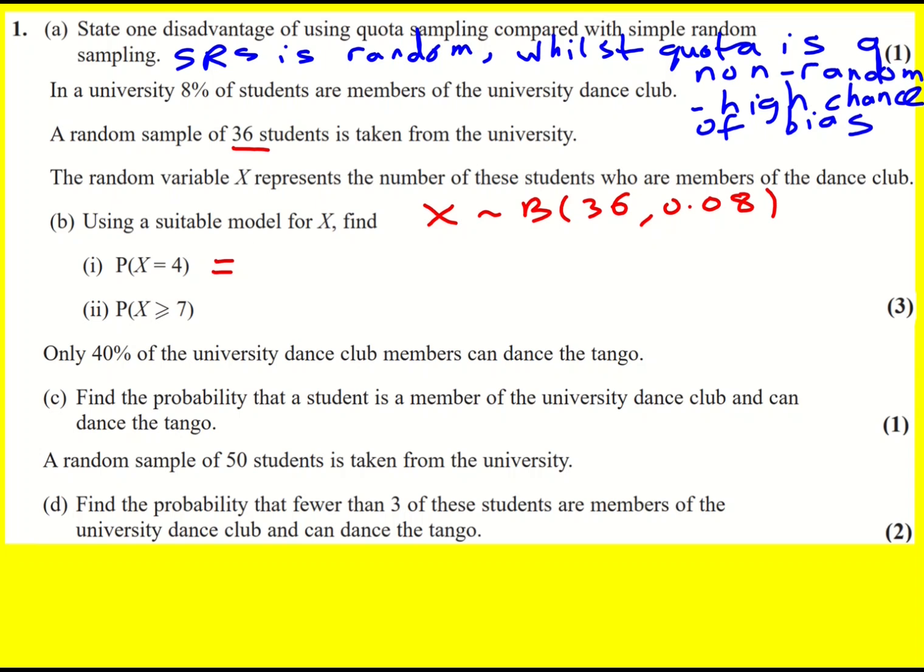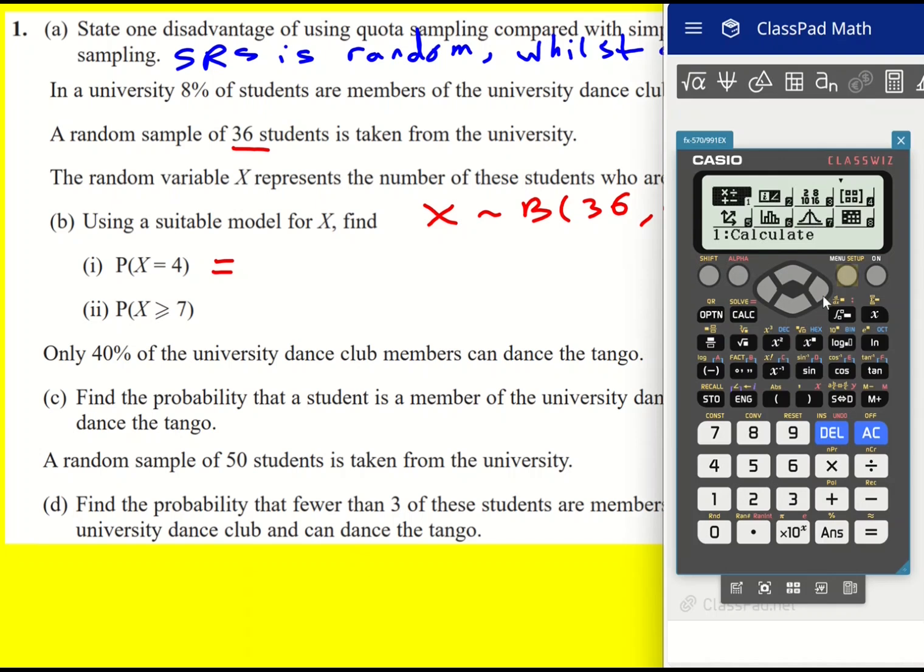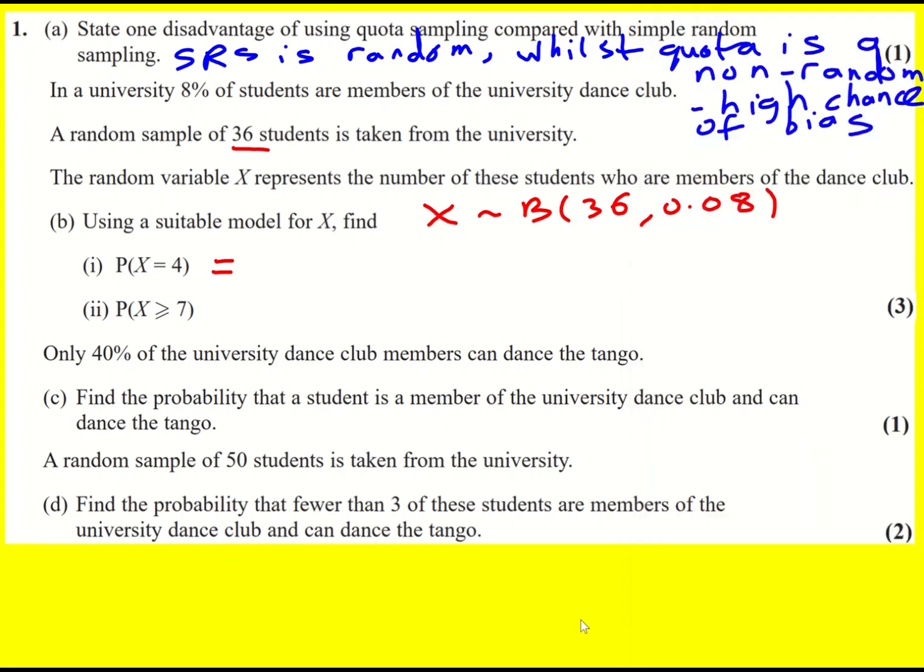So if we want the probability that x equals 4, we can just put all of this in our calculator now. Distribution, it's binomial PD. Variable just does one value, and then 4, 36, and 0.08. This gives 0.16738, which we're going to round to 0.167.